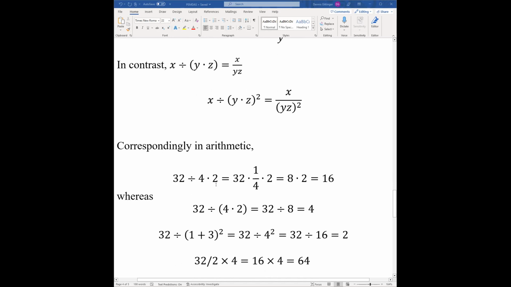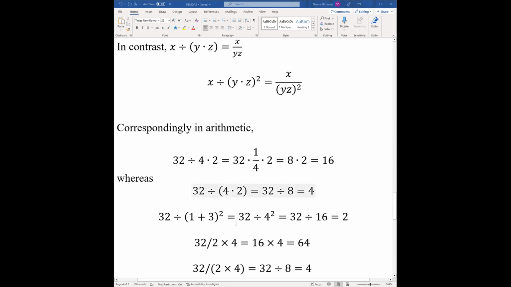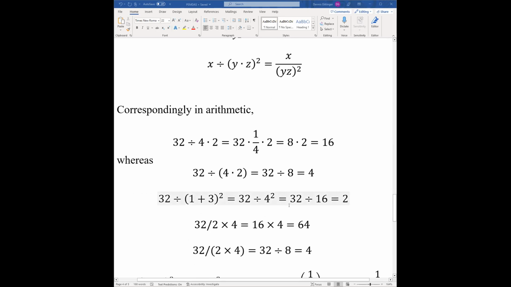Now you can, if you want to, just do 32 divided by 4 is 8. 8 times 2 is 16. Or you can realize that to divide by 4 is to multiply by 1/4, and still 32 times 1/4 is 8, and then times 2. That's why we have the order of operations. And again, if you wanted to divide 32 by 4 times 2, you would have to put it in parentheses like that. Or of course, just look at it and figure it out.